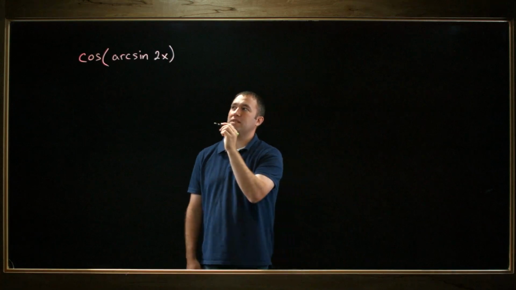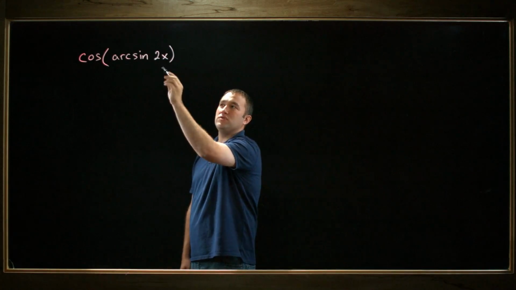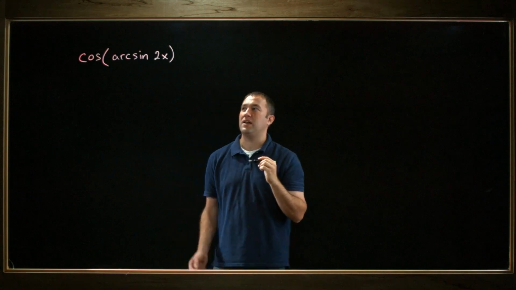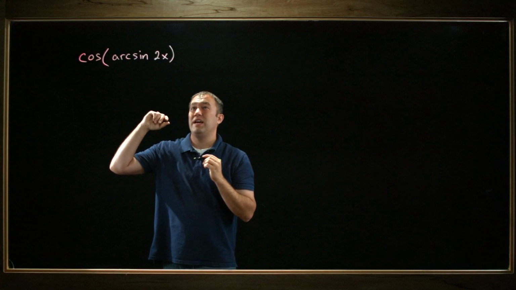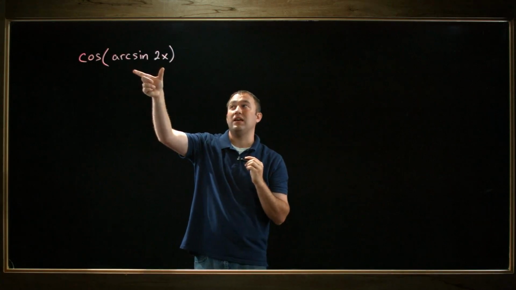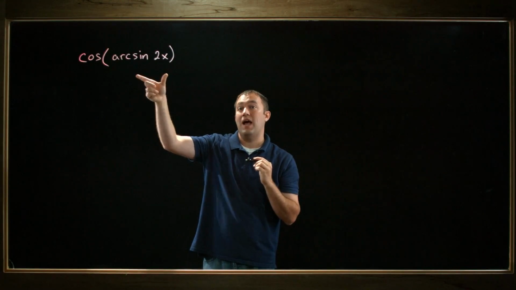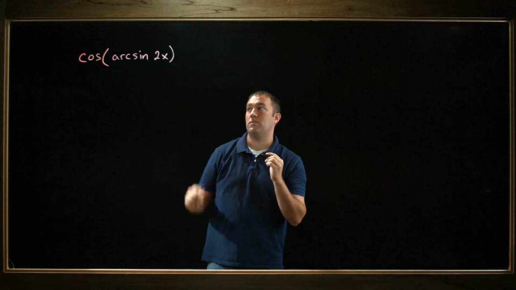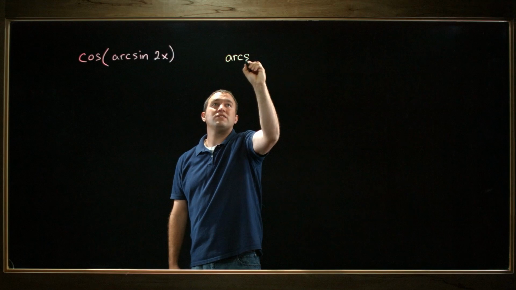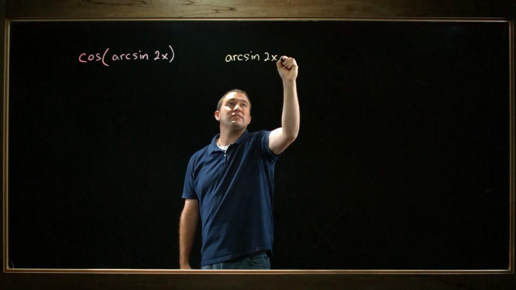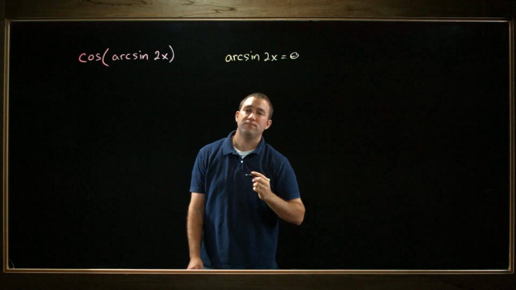Well, there's a trick to these, and the deal is that whenever I have an inverse trigonometric function like arcsine, and I'm plugging it into a regular trigonometric function like cosine, it's a good idea to think about this thing, arcsine of 2x, as an angle. So let me go ahead and call it something that looks like an angle. I'll say arcsine of 2x equals theta.